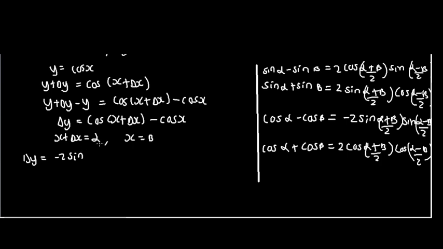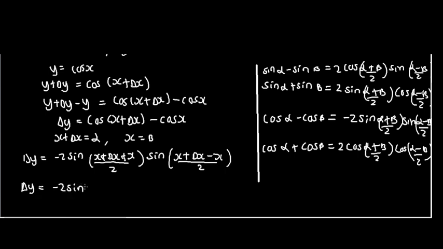negative 2 sine of alpha plus beta over 2. But remember, our alpha is x plus change in x, so we shall have x plus change in x plus x divided by 2, sine of x plus change in x minus x, this divided by 2. This can be simplified further to change in y equal to negative 2 sine. Here we shall have x plus x as 2x plus change in x over 2, then sine of change in x over 2.